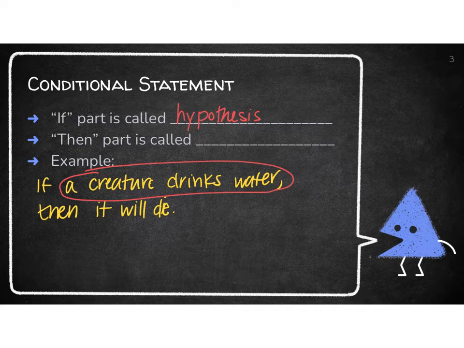The then part is called the conclusion. So then it will die. Again, we don't need to include the word then. It will die is the conclusion part. Now, conclusion you can think of just like in language arts. It's at the end of the statement. The hypothesis, you can consider it kind of like in science, how we consider it's the prediction. The hypothesis is the first part.